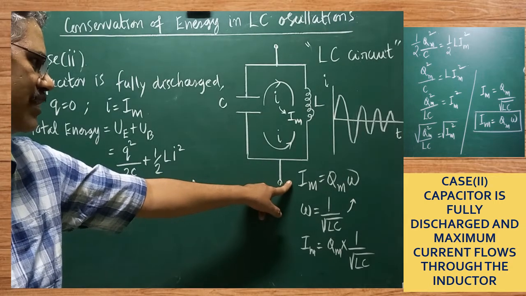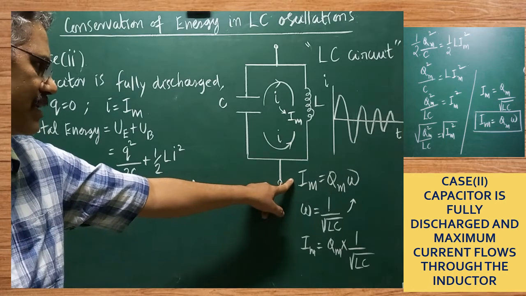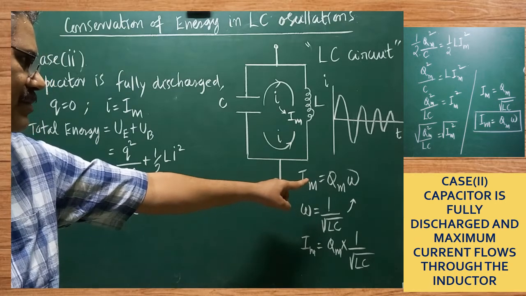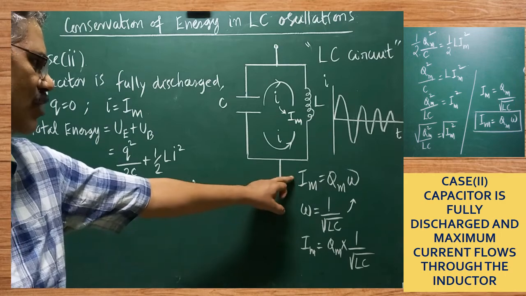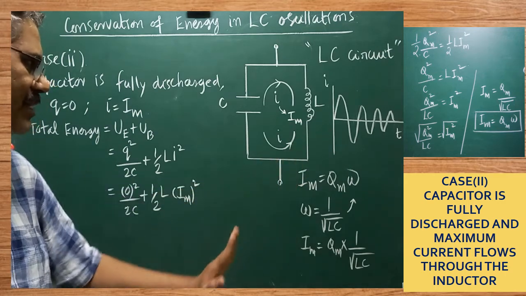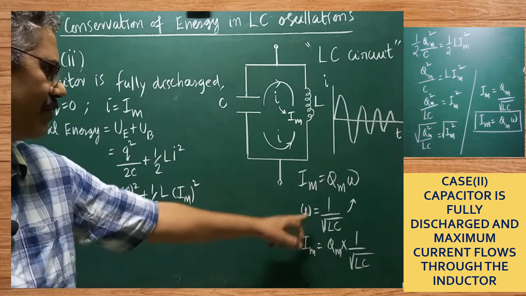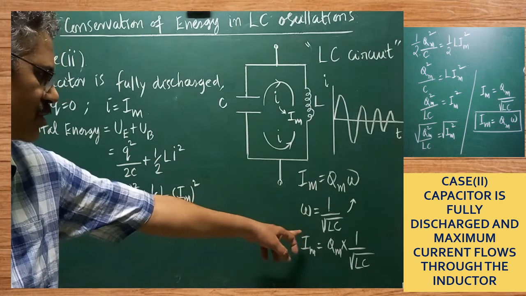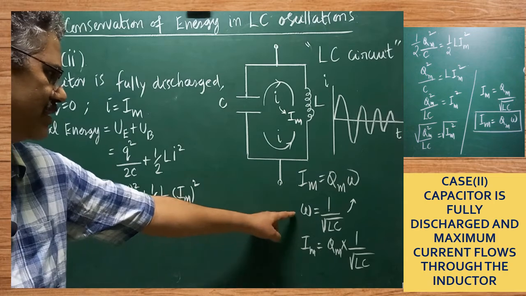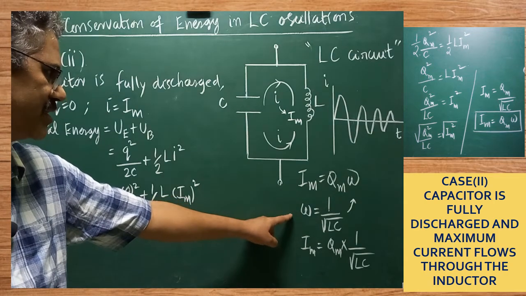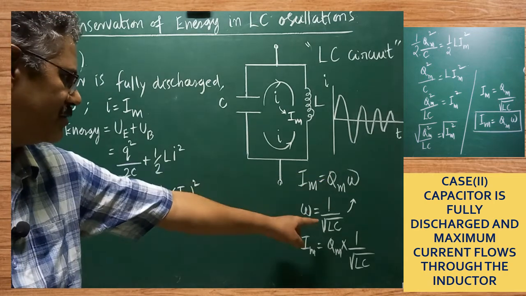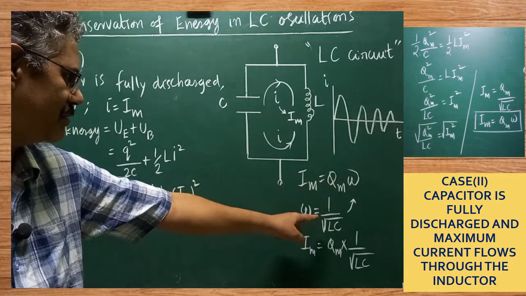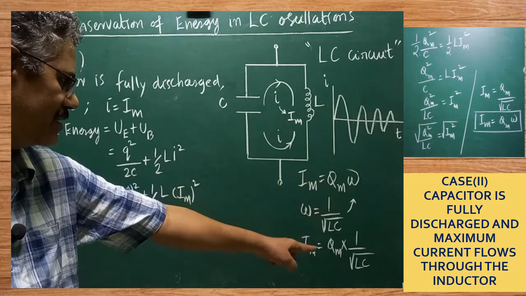This equation was already derived, and it is shown in the form of a photo. Im, the maximum current, is equal to maximum charge into omega. That is a formula given on the side of the textbook. Are you clear? From there, you are able to get the expression for omega: omega is equal to 1 by square root of LC. This is obtained from the resonant frequency expression. Instead of omega, we can substitute 1 by square root of LC.